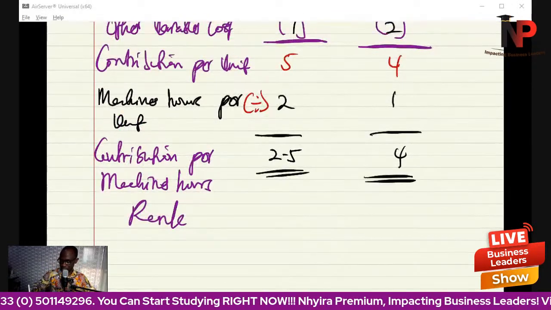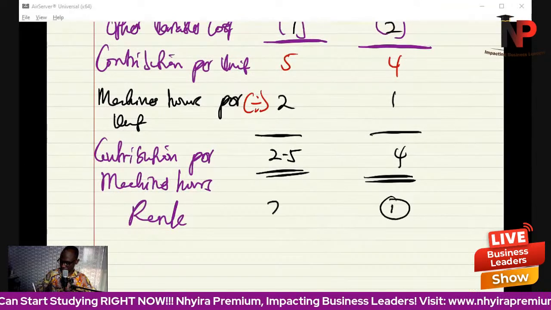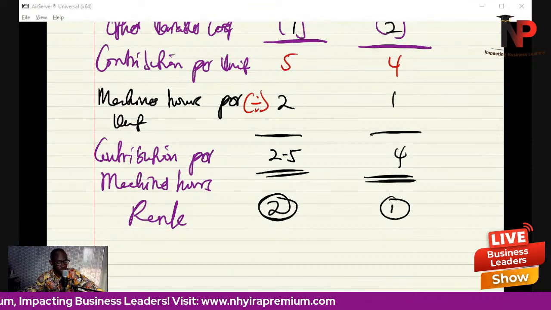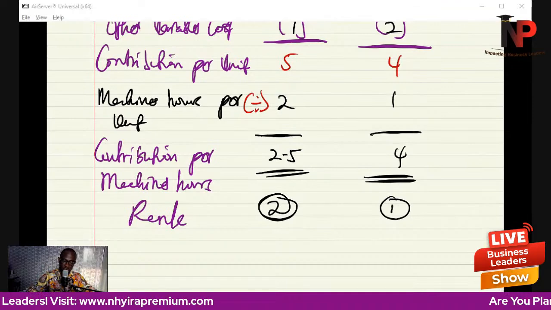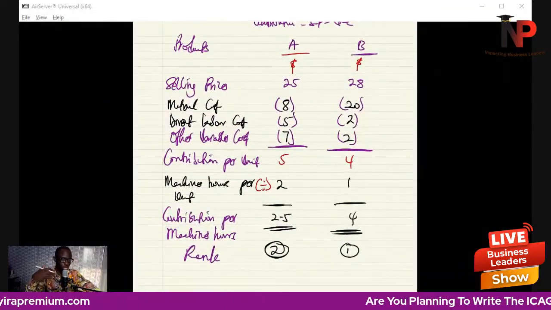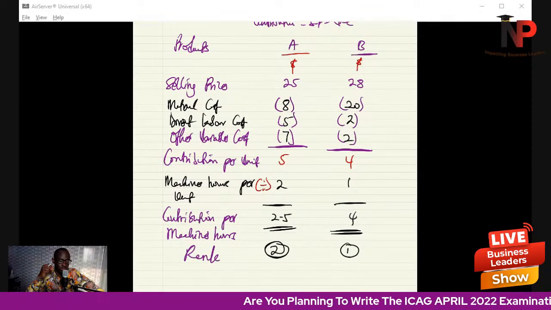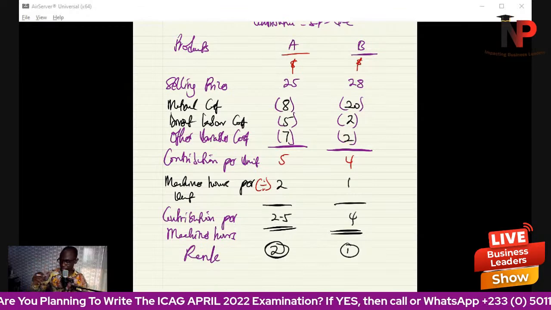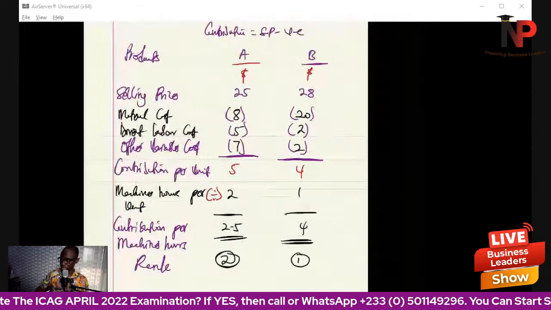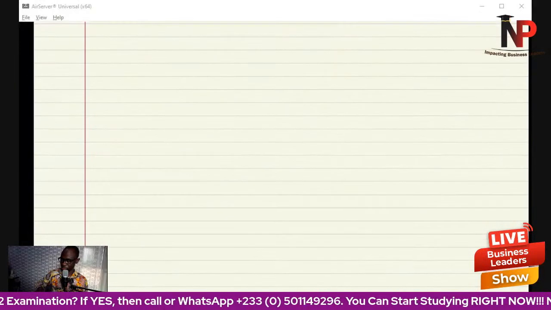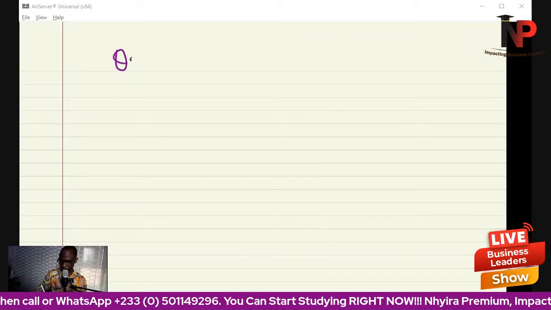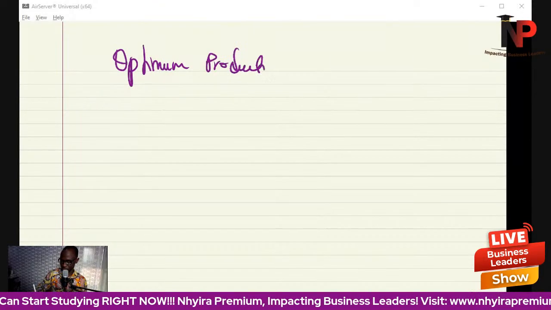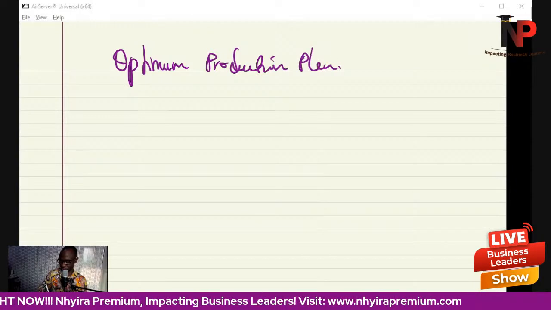When you rank, the highest is product B, and the second is product A. So it means that we will make product B first, then we'll come and make product A. Does that make sense? So that is how we use the marginal costing principle to determine which products we're going to be manufacturing or not. So now that we have the ranking available, now let's design the optimum output, which is the first aspect of the question. So the optimum production plan.